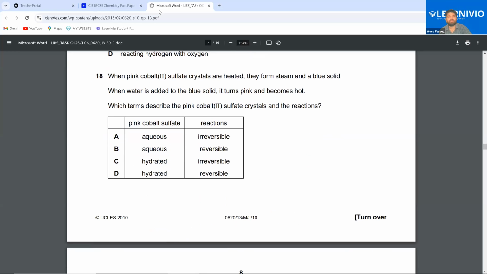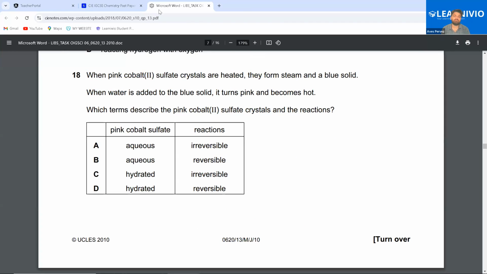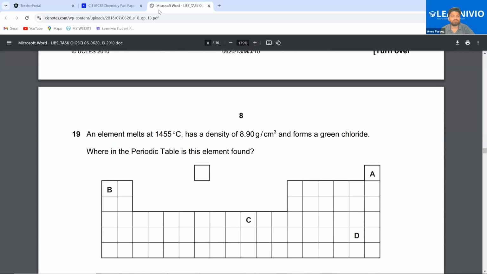Very good. Next question: when pink cobalt(II) sulfate crystals are heated, they form steam and a blue solid. When water is added to the blue solid, it turns pink. Which terms describe the pink cobalt(II) sulfate crystals and the reaction? First of all, the reaction is reversible, and the pink cobalt(II) sulfate is hydrated. So hydrated and reversible. D.